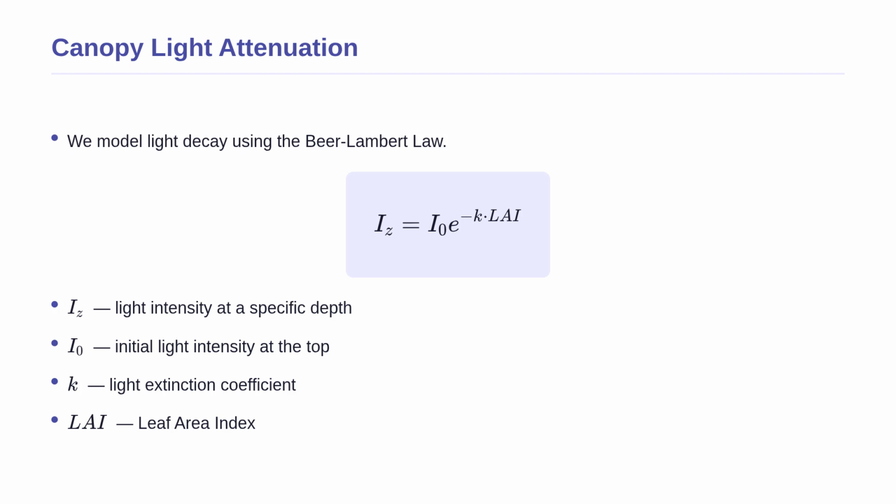The constant e is the base of the natural logarithm, modeling continuous decay. The symbol K is the light extinction coefficient, showing how effectively the leaves block sunlight. Finally, LAI stands for leaf area index, measuring the total area of leaves above us. As the leaf area index increases, the light intensity decreases exponentially.